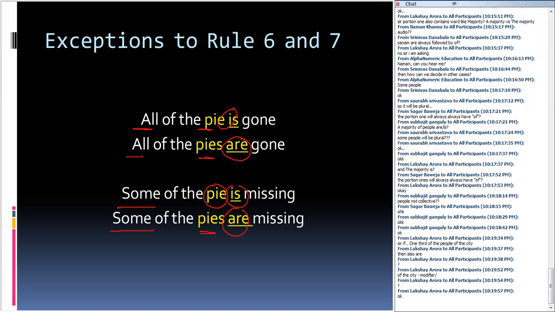Okay, so this is rule number 1 to 7 and their exceptions. Rule number 1 to 7 और उनके exceptions. Till now, anybody has any doubt?